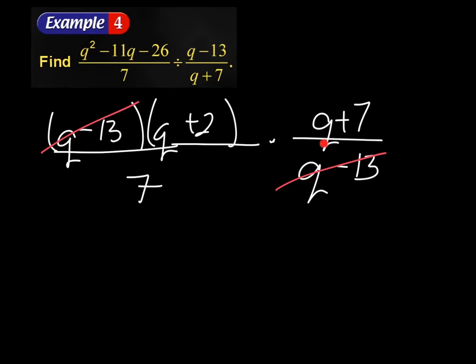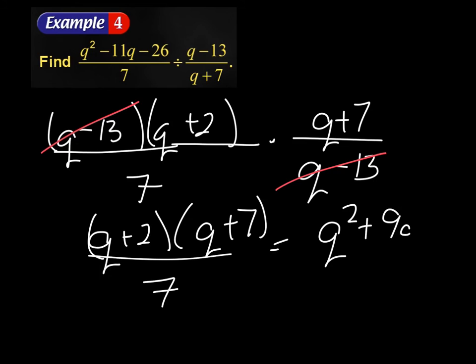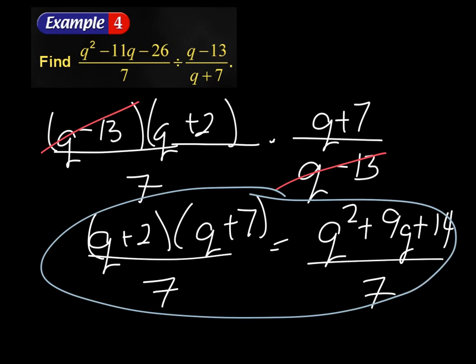Caution, I see a 7 and I see a 7, but they are not identical factors. This is not q plus 7, so I can't cancel it out. So my final answer this time is going to be q plus 2 times q plus 7 over 7. And once again, they multiplied it out, so it would be q squared plus 9q plus 14 over 7. And again, I think they are both fine answers.